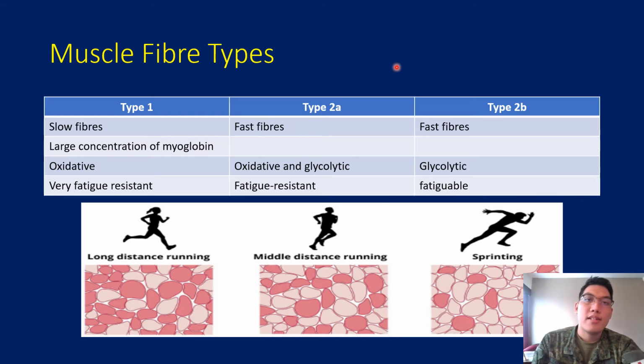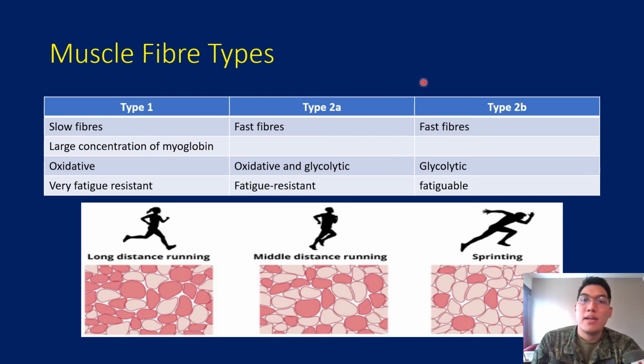In such cases, athletes who train extensively for endurance can reach proportions of up to 80% type 1 fibers in their muscles. So let's proceed. Type 1 muscle fibers are slow fibers. They have a large concentration of myoglobin, are oxidative, and very fatigue resistant, hence meant for long distance running.